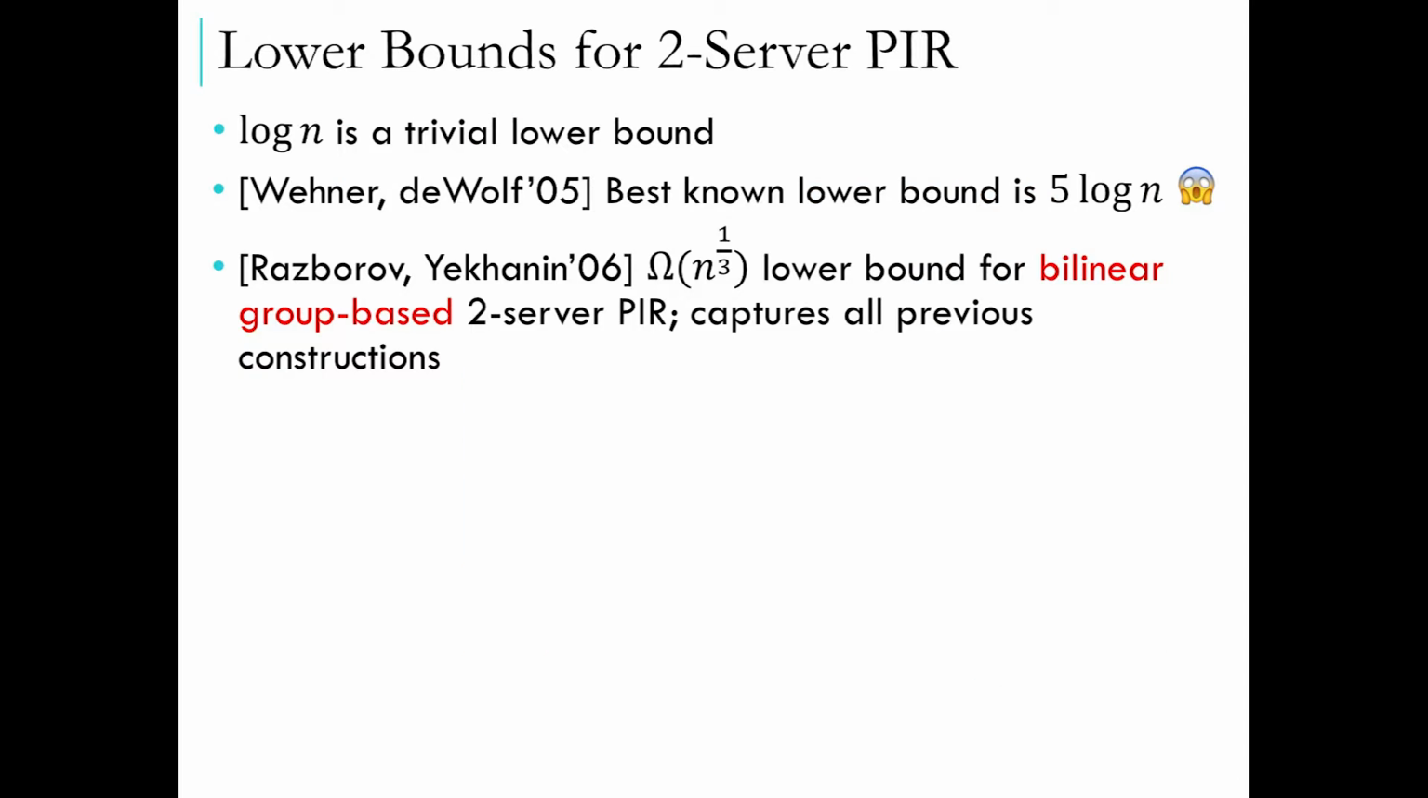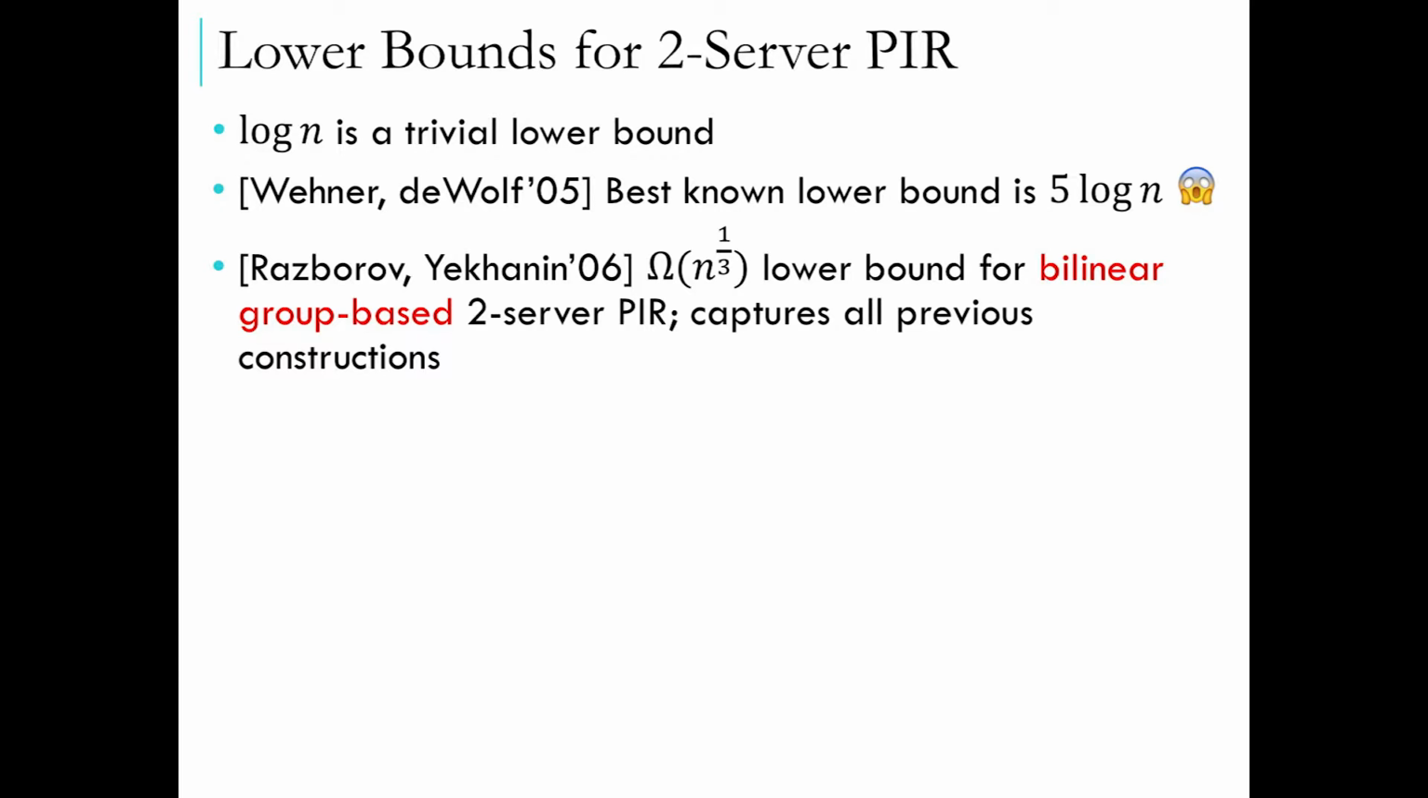So what do we know about lower bounds for this problem? Like what's the minimum communication that you need at least for this? So log n is a trivial lower bound. Even if you don't want privacy, just to mention the index that you want, you need to send log n bits. And the best lower bound we know is just 5 log n, and this is by Wehner and de Wolf. So this is a great open problem, to improve the lower bound situation here.